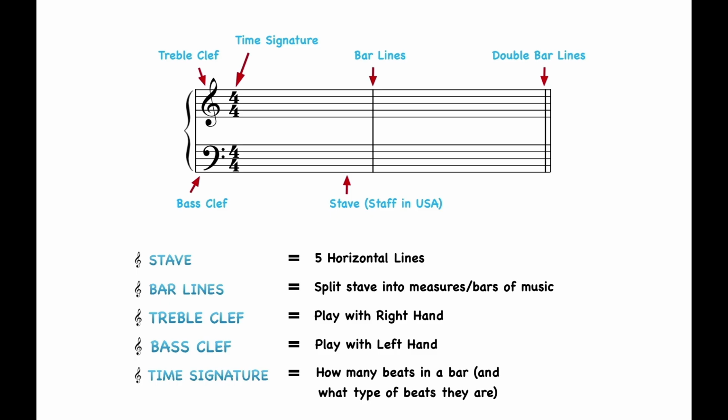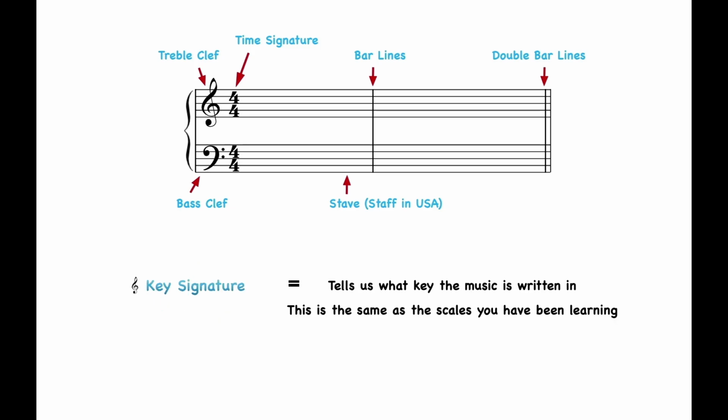Well, back in lesson number 3, we learned about everything that's happening on a stave. We had the treble clef, the bass clef, the time signature, the stave itself, it's called a staff in the USA, the bar lines and the double bar lines. But the one thing that I didn't mention, the one thing I missed out, is the key signature. So a key signature tells us what key the music is written in. And basically this is the same as the scales that you've been learning. So you do already know some keys.